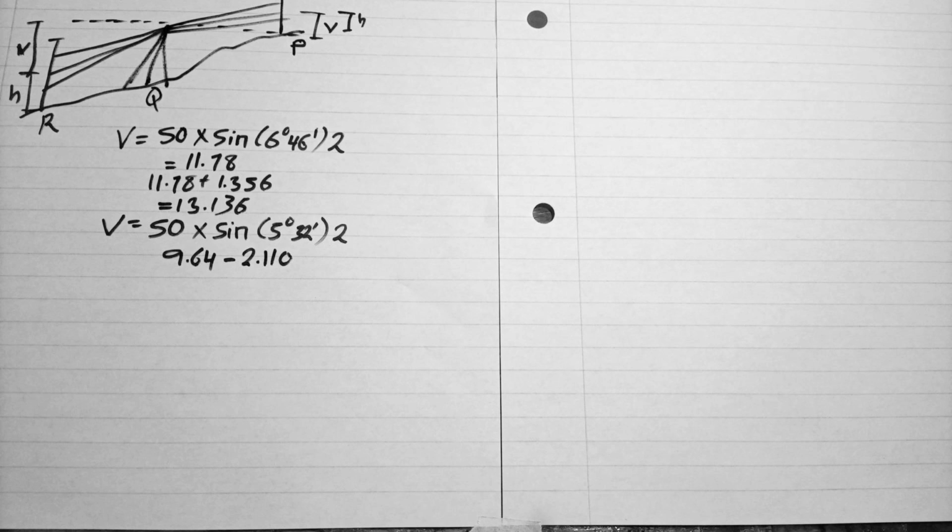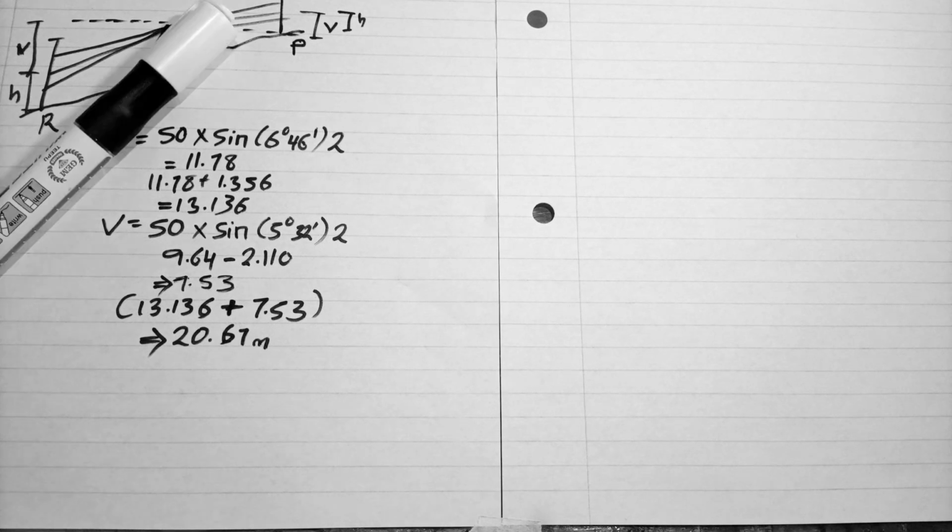Then after finding our total answer there, we'll take our answer and add it to our previous total for V and H for R. Then that difference will give us the total for the vertical distance PR.